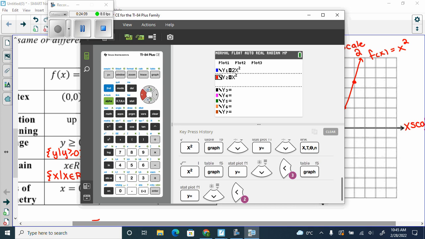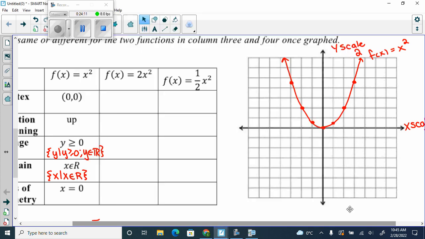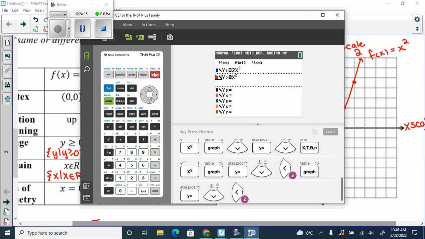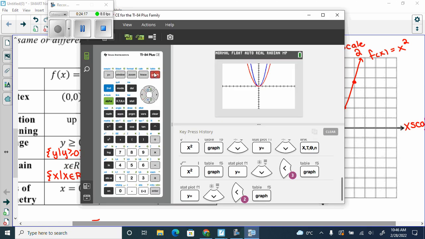Okay. What happened when I put a 2 in front? What happened when I put a 2 in front? It gets steeper. It actually narrows, correct? Because what it's actually doing is it's taking your y values and multiplying them by 2. So now instead of it being at 1, 1, it's at 1, 2. And instead of being at 2, 4, it's at 2, 8. So it's making it climb faster.